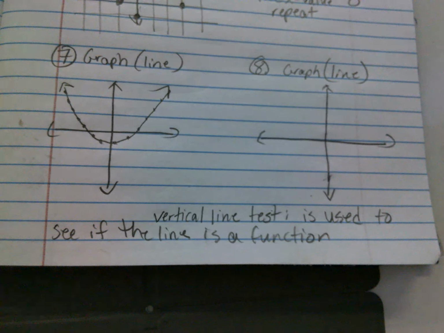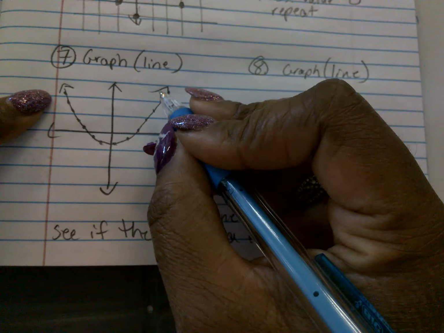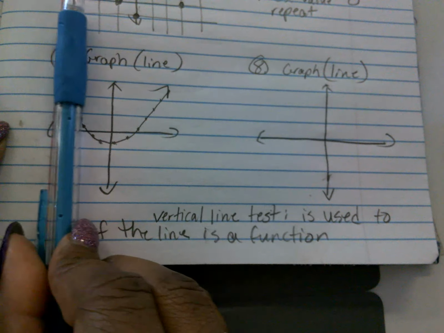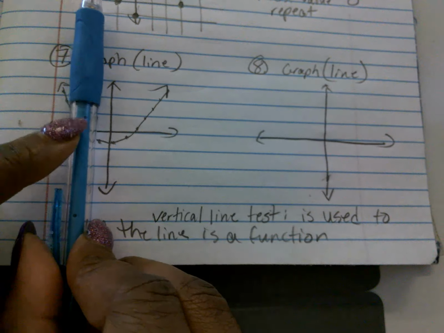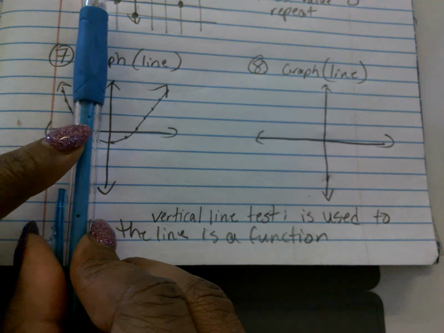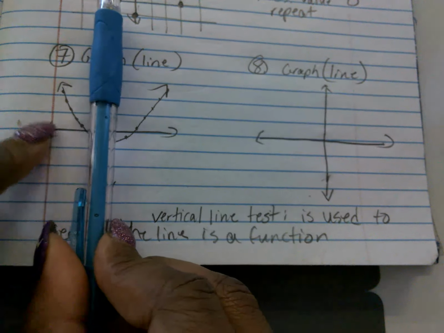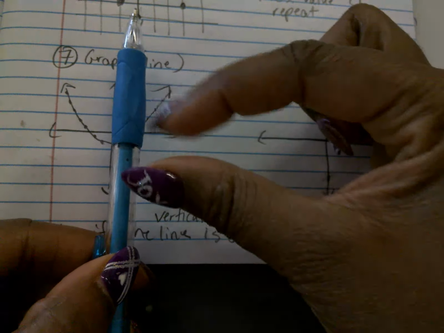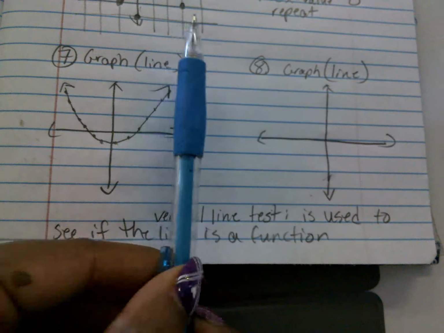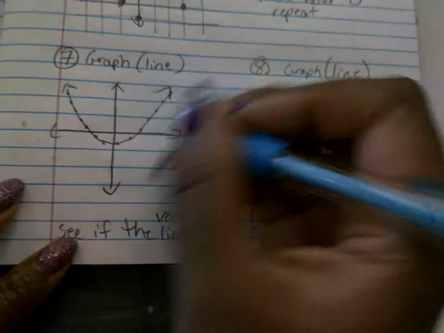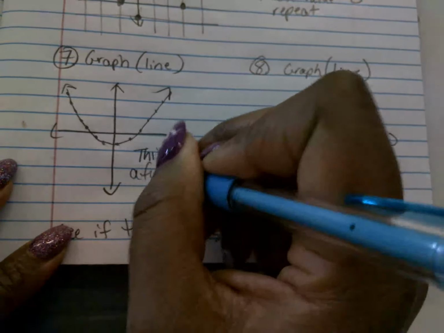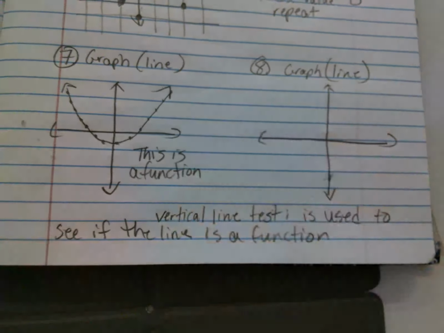All right, so look. When I move my vertical line across the graph, I notice that my line is crossing the pencil, but it's only crossing it one time as it moves across. It's not looping back around and touching it in two places. It's only touching the pencil once. This is a function. None of these X values repeat.